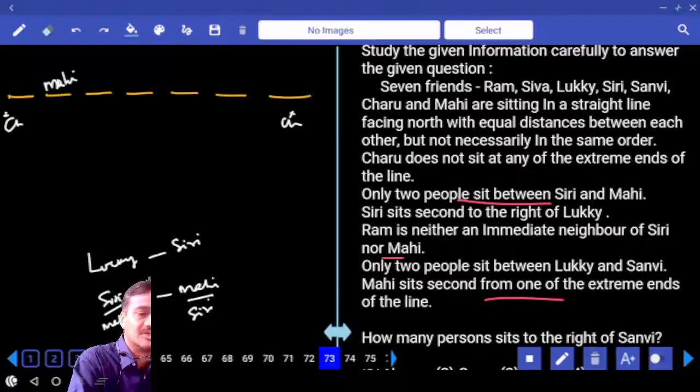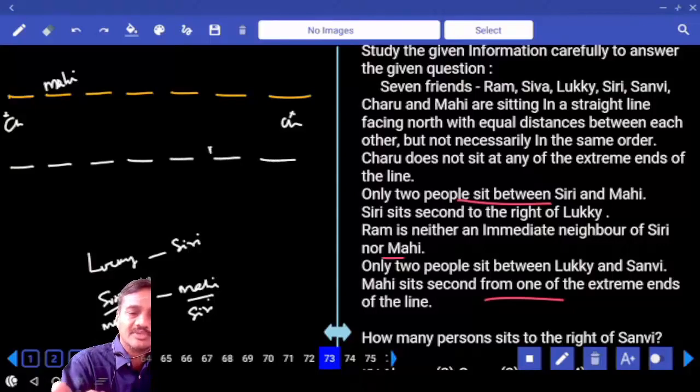That is the first possibility. And in the second possibility, 4, 5, 6, 7. Now here Mahi is at this place. Mahi sits second. And at the same time, between Siri and Mahi, there must be exactly two people. Hence, in the first case, Siri is here. And in the second case, Siri is at this place.